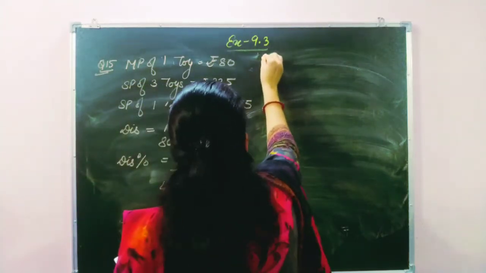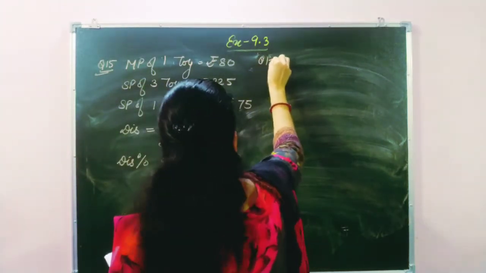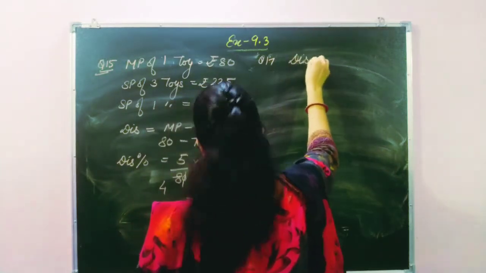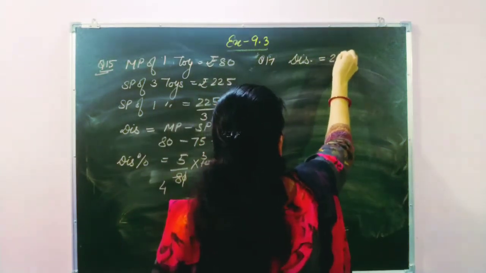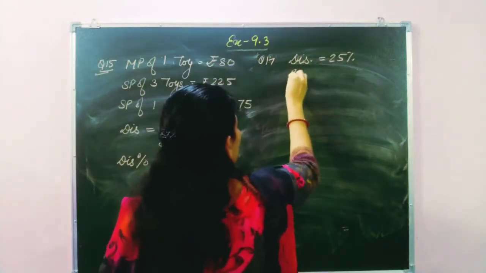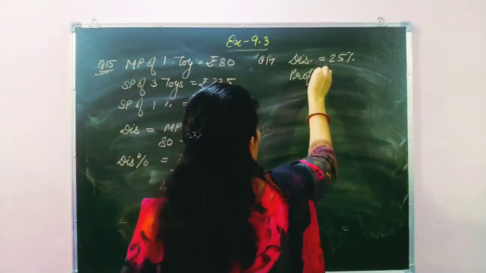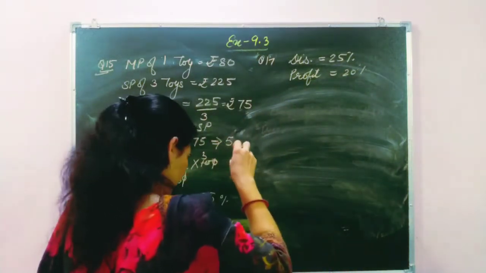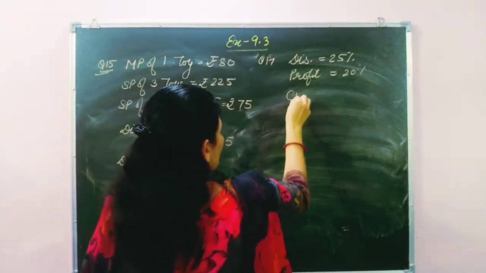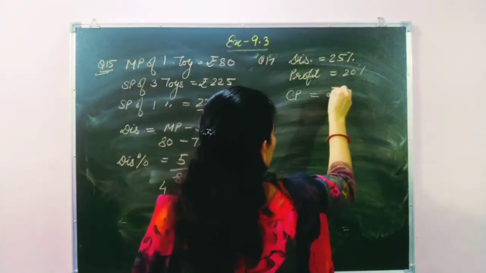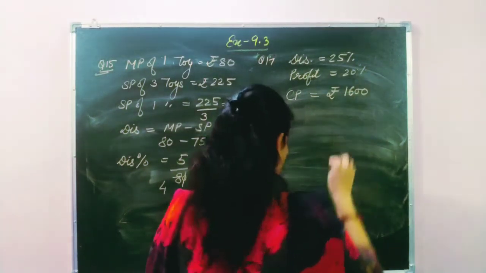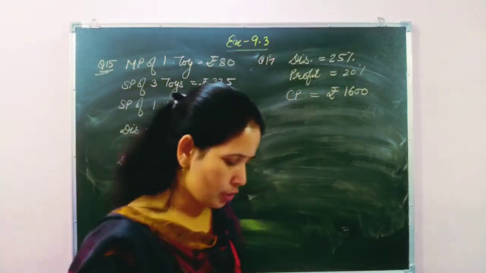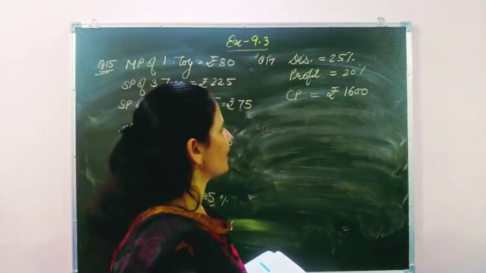In question number 17, the key terms they have given: first, the discount is 25%. Then the profit is 20%. And then they have given the cost price. The cost price of that watch is rupees 1600. And students, we have to find the mark price. So first of all, by using the cost price, we will find the selling price.